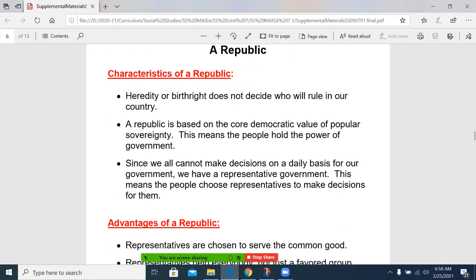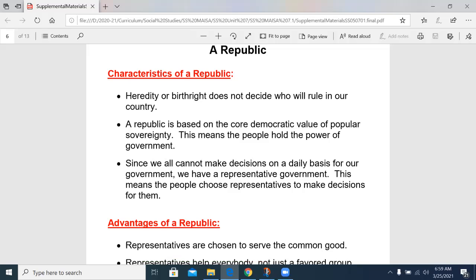So, what is a republic? Characteristics of a republic: heredity or birthright does not decide who will rule in our country. Every person, in theory, that is a natural born citizen of the United States that meets all of the other constitutional requirements can be president. If you're over a certain age, no matter where you're born, you could serve in the Senate, serve in the House of Representatives.